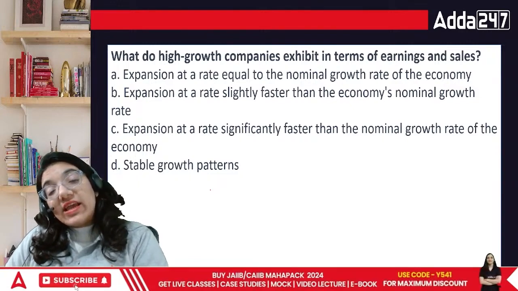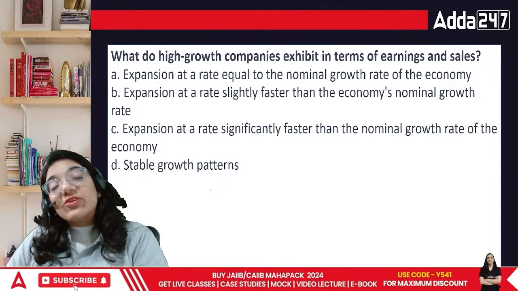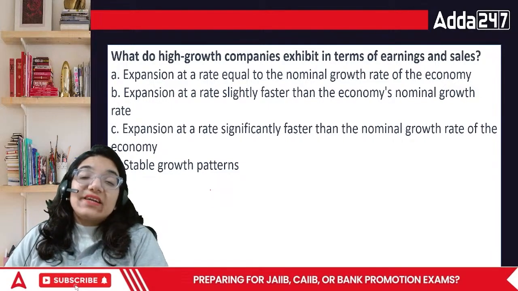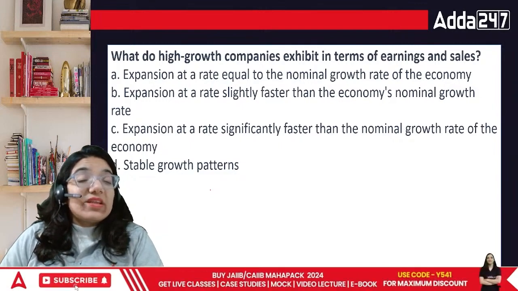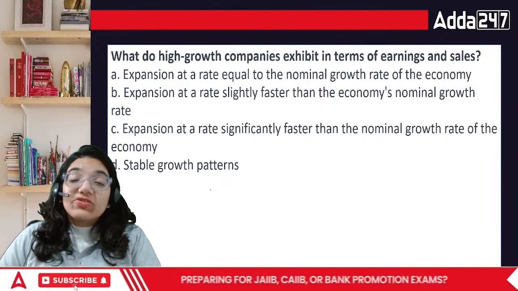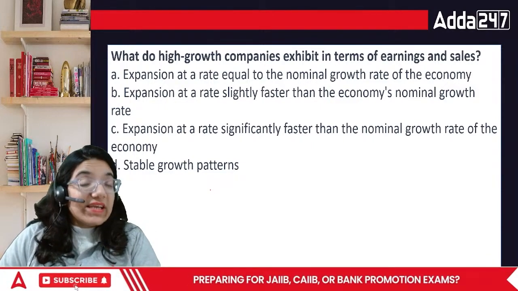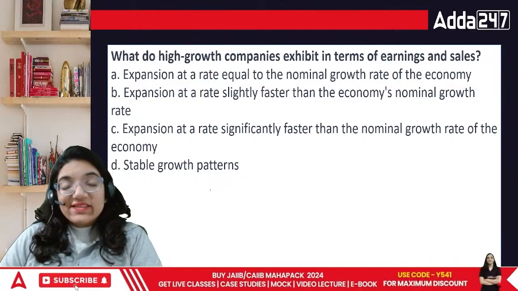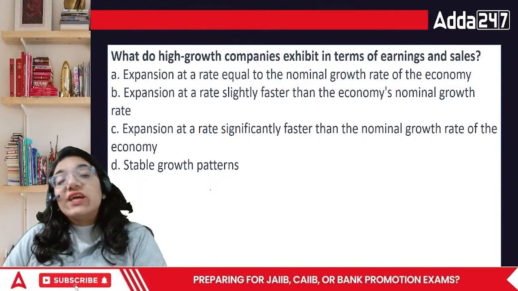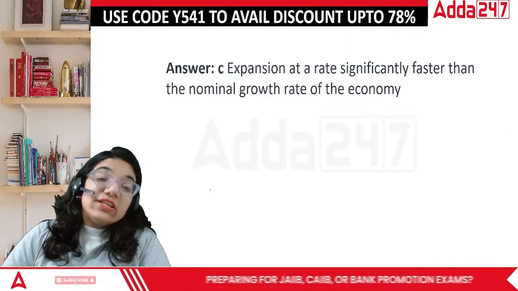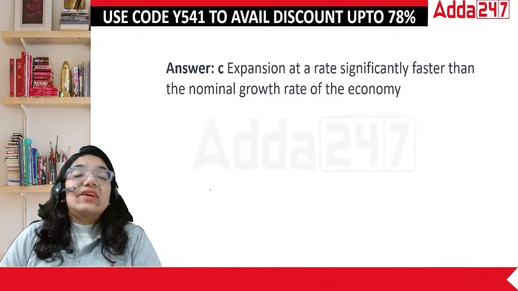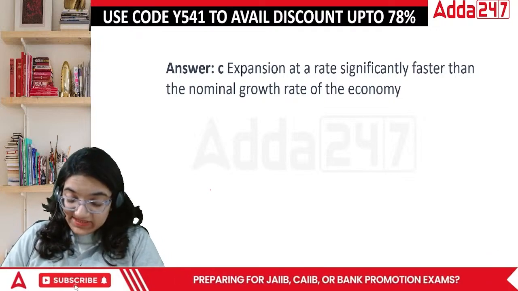Expansion at the rate equal to the nominal growth rate of the economy. Expansion at the rate slightly faster than the economy's growth, or expansion at a rate significantly faster than the nominal growth rate of the economy. And the last one is the stable growth patterns. What is it when we talk about high growth rate companies? They normally expand and work a little faster than the others. Why? Because they are fast paced moving companies.